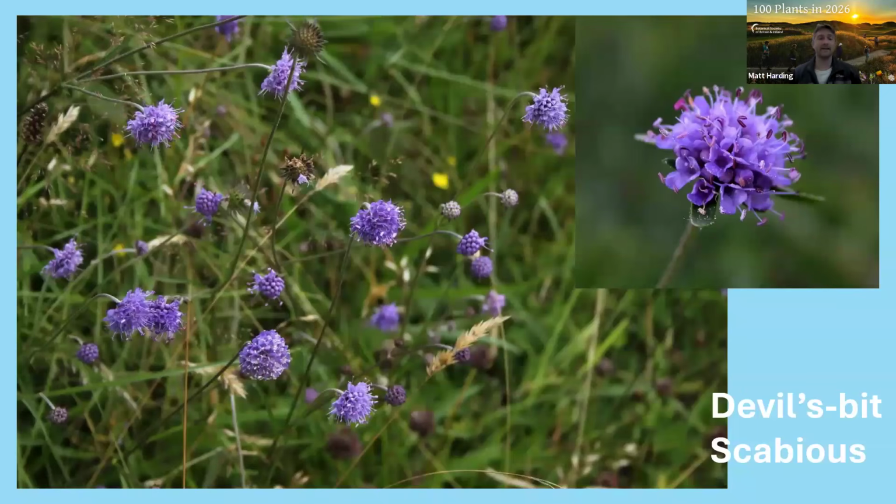This beauty is Devil's Bit scabious. It's a fantastic clustered flower head, lots of individual flowers packed in there, beautiful deep blue. And the leaves are mostly basal. They're quite dark with a paler midrib, which when you get your eye in, you can pick out really easily. And it's another great plant with a great backstory.